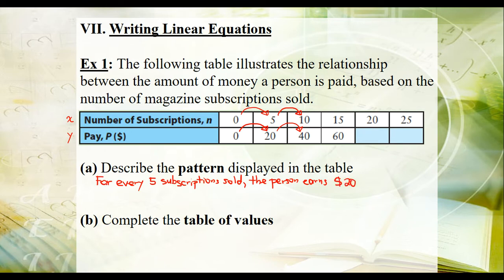Okay, now based on this, knowing that for every 5 additional subscriptions sold we earn $20 more, let's try to fill in these last 2 entries. If we go from 10 to 15, we add $20. If we add another 5 subscriptions sold, we'd add another $20, so this would go up to a value of 80. And if we go from 20 to 25, another 5 subscriptions sold, we earn an additional $20. So 80 plus 20 would be 100. Okay, so that's my completed table of values.